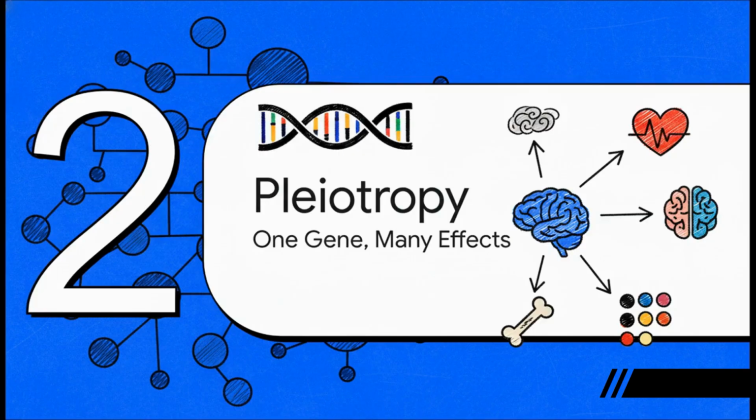Okay, let's totally switch gears now. We've just talked about how many genes can influence one single trait. But what about the complete opposite? What happens when it's the other way around? Well, that's exactly where our next topic, pleiotropy, comes into play.